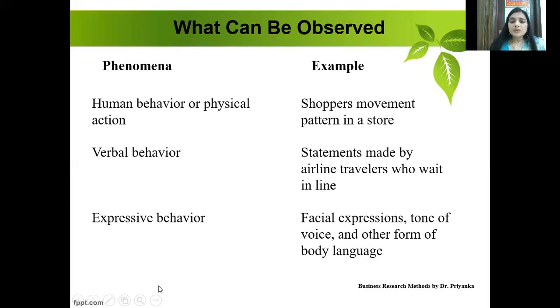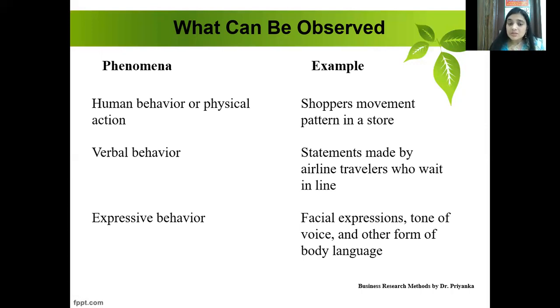Then verbal behavior, for example, statements made by airline travelers who wait in line. The kind of talk they have, you can listen to them and then observe their behavioral pattern, how they behave, how they talk about things, right? Then expressive behavior, maybe facial expressions, these are very important. Sometimes people do not talk, they do not reply instantly, but everything comes on their face, like whether they are liking it or not, right? So facial expressions are very important.